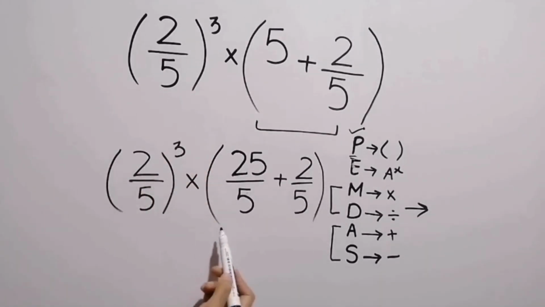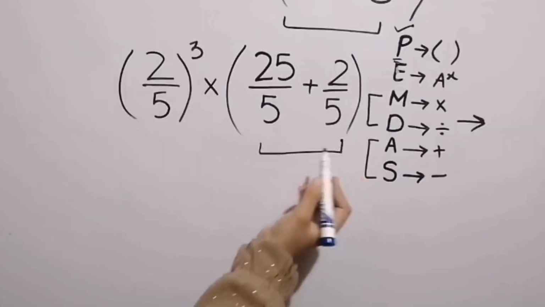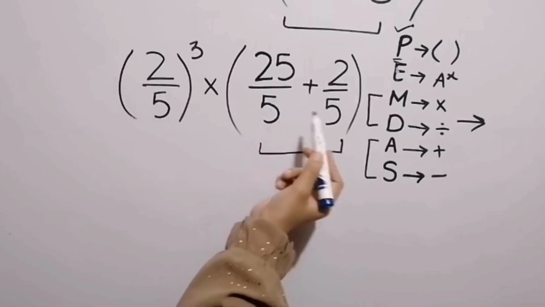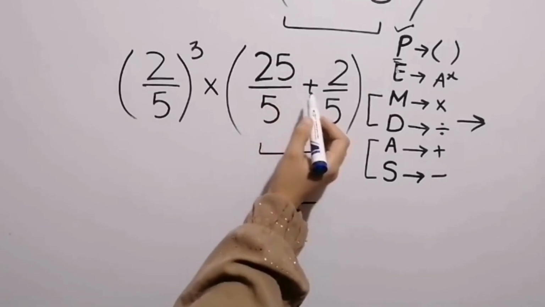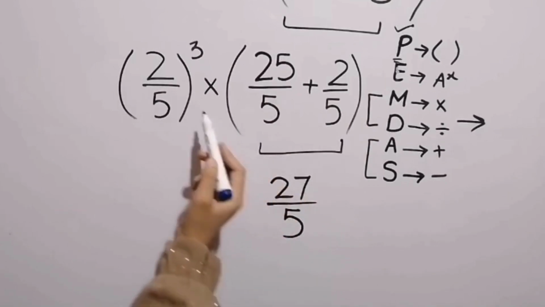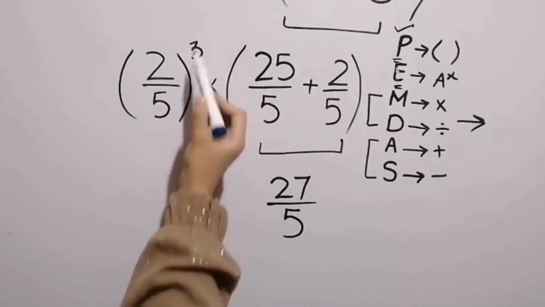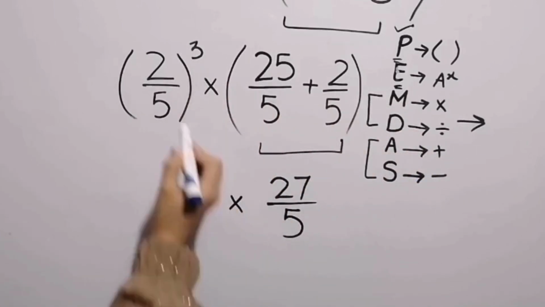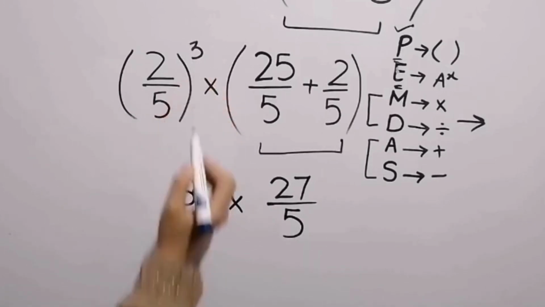Again we simplify the parentheses. As both the denominators are common, we'll write 5 only once, and add both the numerators: 25 plus 2 equals 27. First we simplify this exponent because exponent has higher priority than multiplication. 2 over 5 to the power of 3 equals 8 over 125.